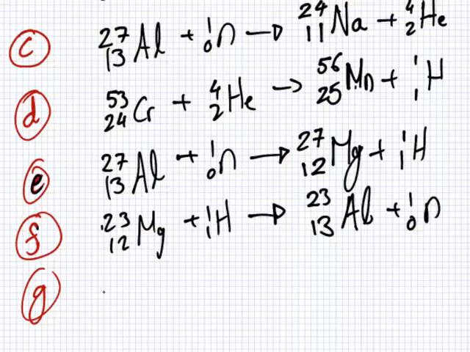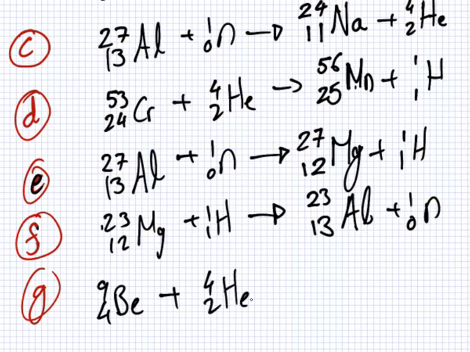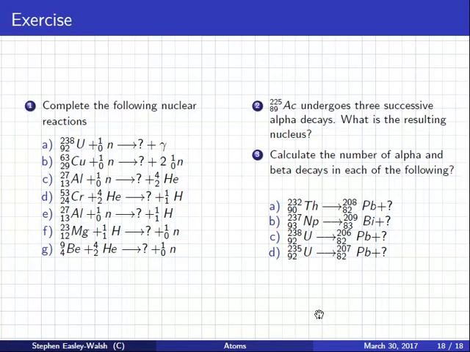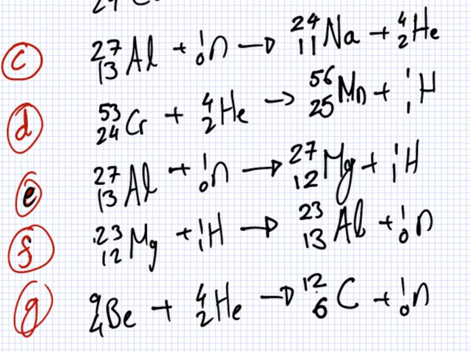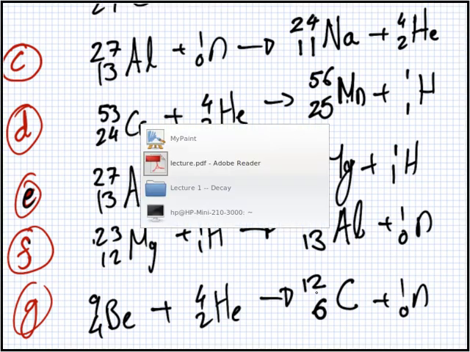G, chromium, is it, or bromide, 9.4 Be, plus an alpha becomes something plus a neutron. There's a 13 here, and there's a 1 here, so this has to be a 12. There's a 6 here and a 0, so this has to be a 6, and what is 6? This is carbon 12. Yeah, carbon 12. So that is all of question 1 balanced here. Okay, do you need to write any of these down? You're okay? Have you got this? Yeah. Okay, so now on to number 2.